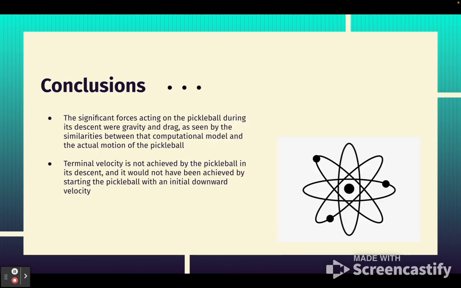Conclusions. The significant forces acting on the pickleball during its descent were gravity and drag, as seen by the similarities between the computational model and the actual motion of the pickleball. Terminal velocity is not achieved by the pickleball in its descent, and it would not have been achieved by starting the pickleball with an initial downward velocity.